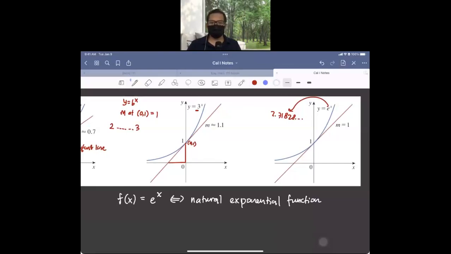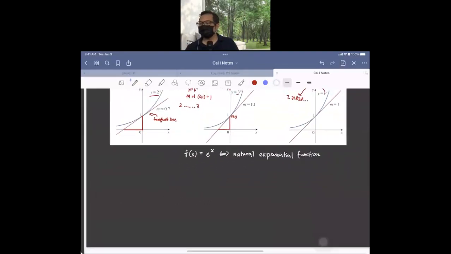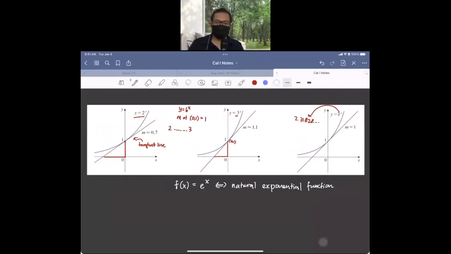So we will learn more about e later in derivatives part. So yeah, finish about exponent. Finish about exponent. Okay. We'll just let you write some notes.